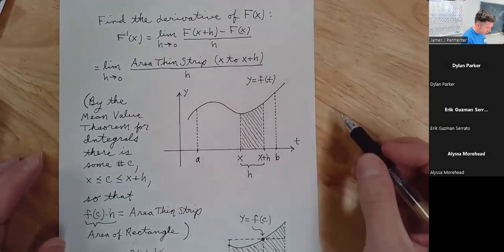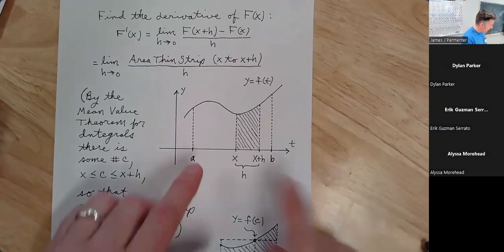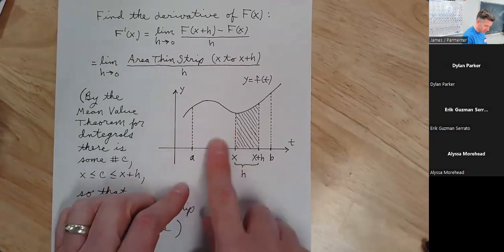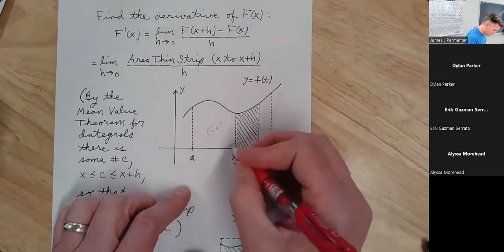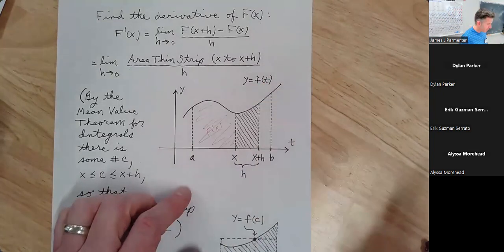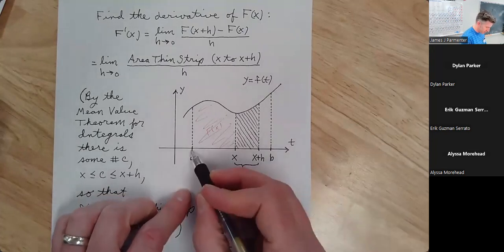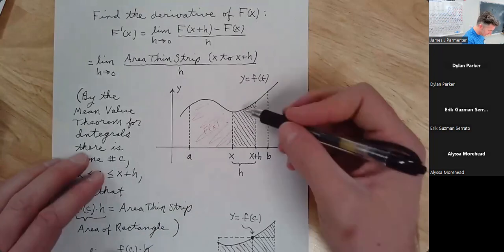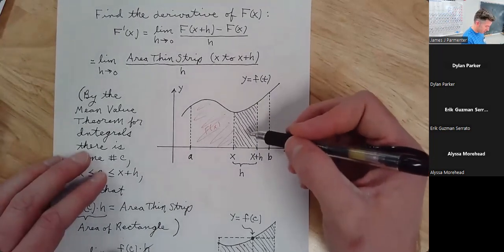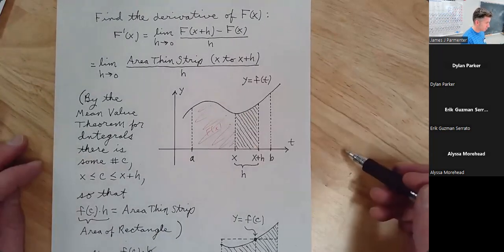But then if we think about that, well, here's capital F of x, this blank area here, right? This is capital F of x, all this right there. And capital F of x plus h is everything from here to there. And so the difference between them is the area of this thin strip from x to x plus h.